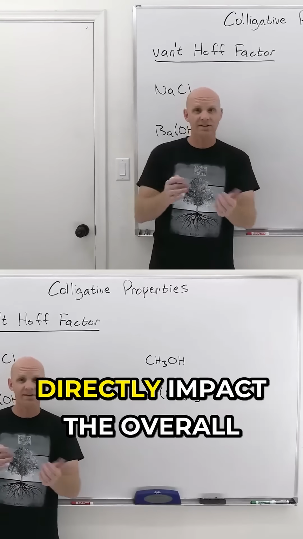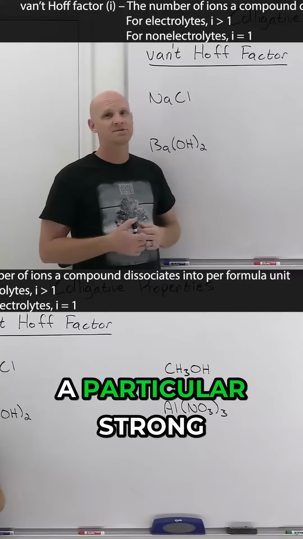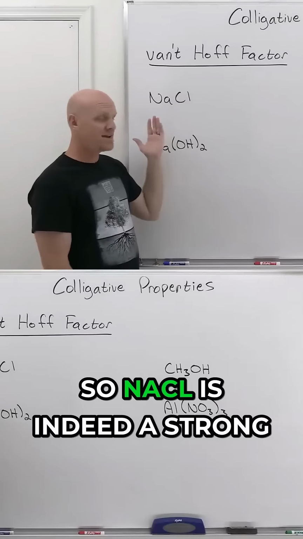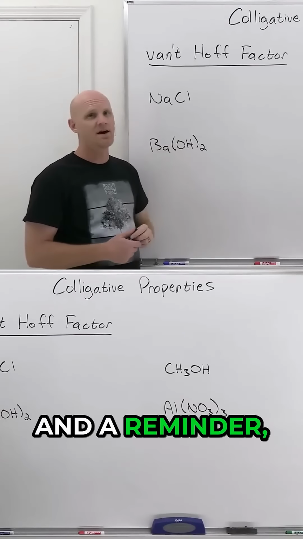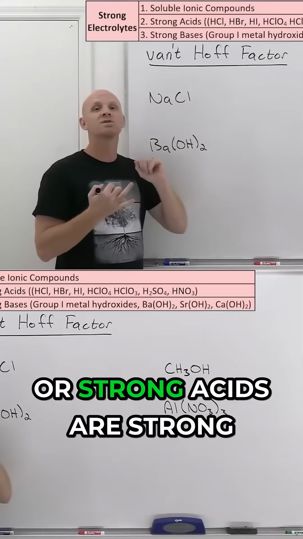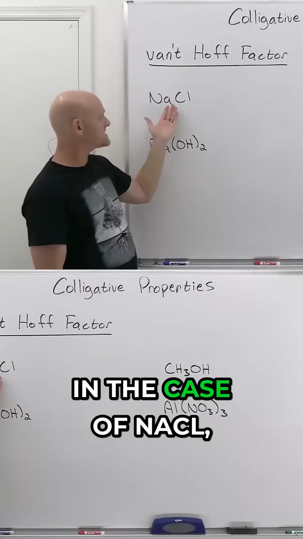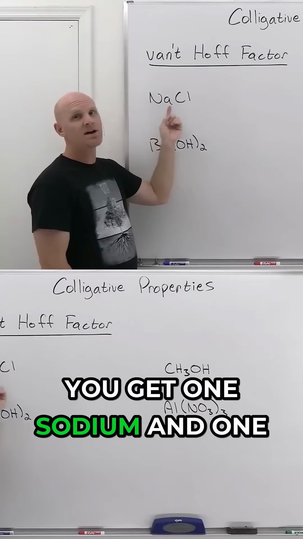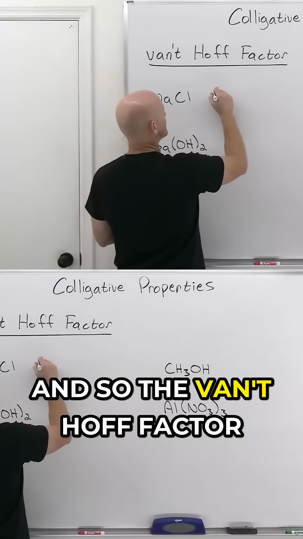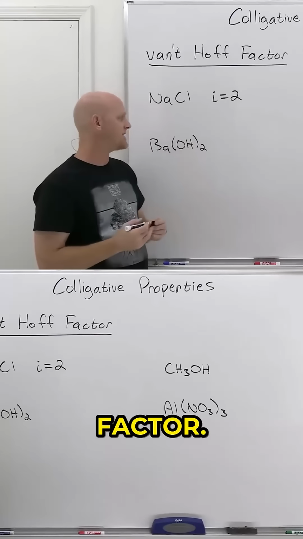And so this Van 't Hoff factor for strong electrolytes is simply equal to the number of ions a particular strong electrolyte dissociates into. So if we take a look at NaCl, for instance, NaCl is indeed a strong electrolyte, and a reminder, those strong electrolytes are either soluble ionic compounds, which is NaCl, or strong acids or strong bases, which you had to memorize back earlier in the course. And so in the case of NaCl, when it dissociates, you get 1 sodium and 1 chloride, a total of 2 ions. And so the Van 't Hoff factor here, we say is equal to 2, and we use this little lowercase i for that Van 't Hoff factor.